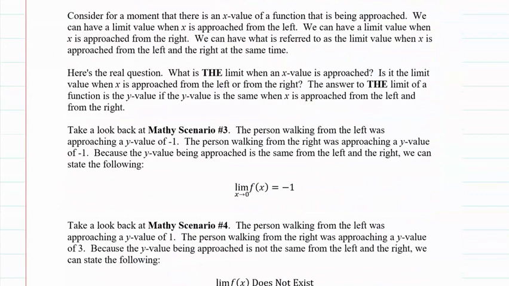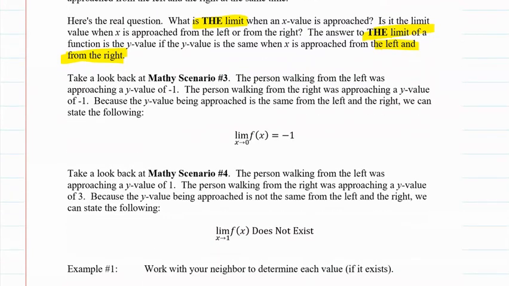Okay, consider for a moment the x value of functions being approached. We can have a limit on the left side. We have a limit on the right side. But if we're talking about the limit, the limit is going to be the value when it's the same number, when it's the same value, when it comes from the left side and from the right side. So if they have the same value coming from the left side and the right side, then it has the limit.